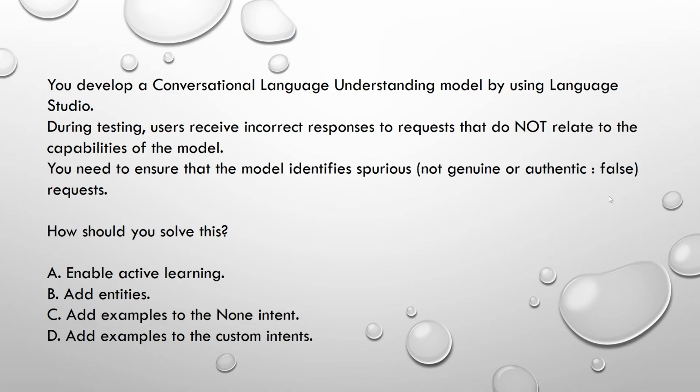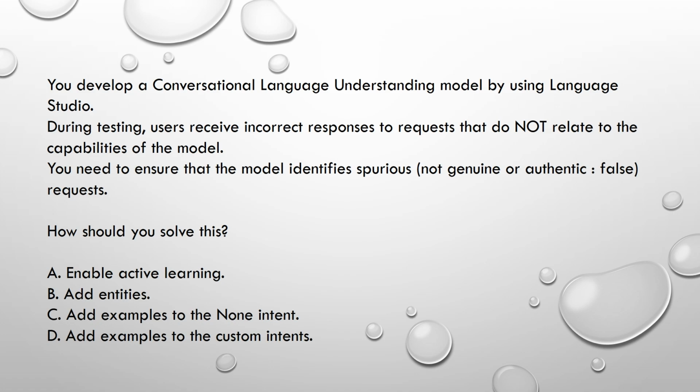Now to the question. You develop a conversational language understanding model by using Language Studio. During testing, users receive incorrect responses to requests that do not relate to the capabilities of the model. You need to ensure that the model identifies spurious requests. How should you solve this? Enable active learning, add entities, add examples to the non-intent, add examples to the custom intents.